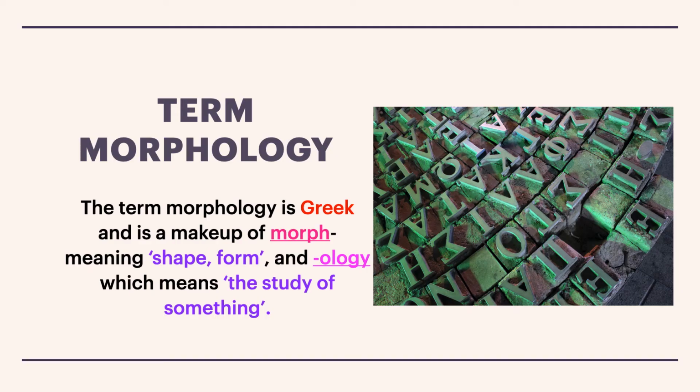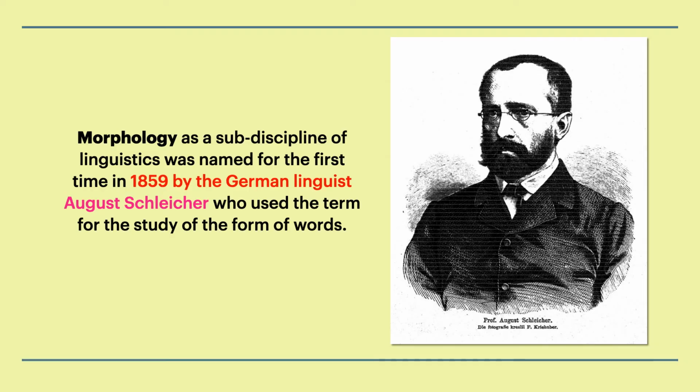The term morphology is Greek and is a makeup of morph, meaning shape or form, and ology, which means the study of something. Morphology is a sub-discipline of linguistics, was named for the first time in 1859 by the German linguist August Schleicher, who used the term for the study of the form of words.